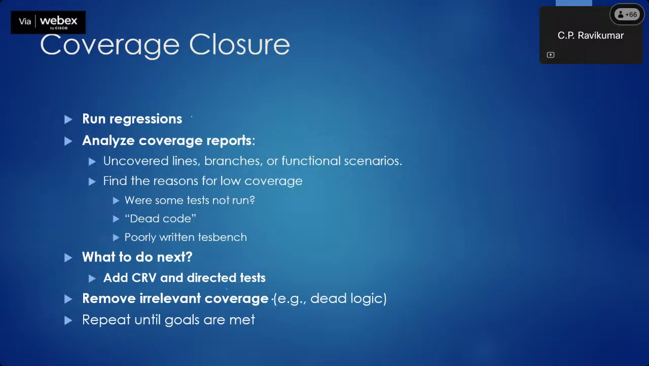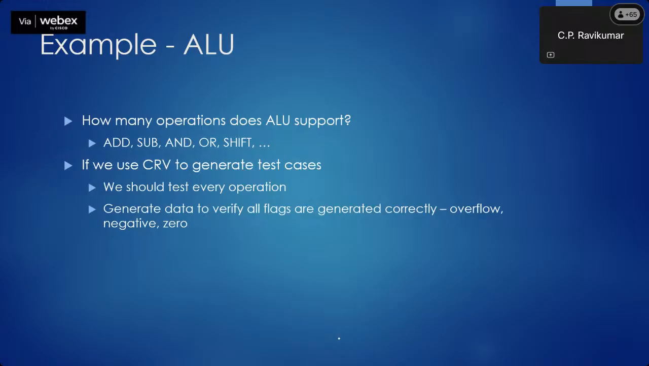Then you can improve your constraint random verification and add some directed tests. Also, in your line coverage, you may be reporting all this dead logic as well, so you may have to discount for that. All this is what a DV engineer will keep doing throughout; that is their life, right?